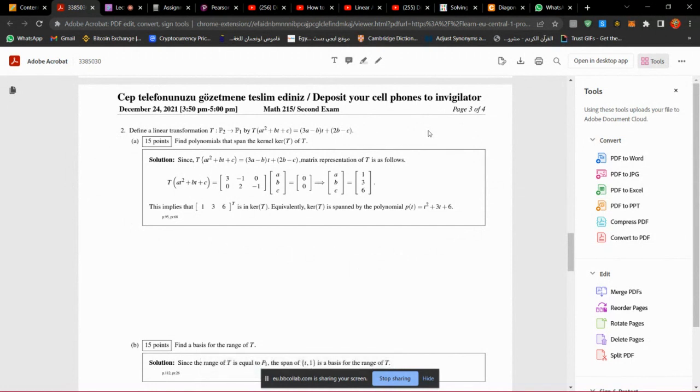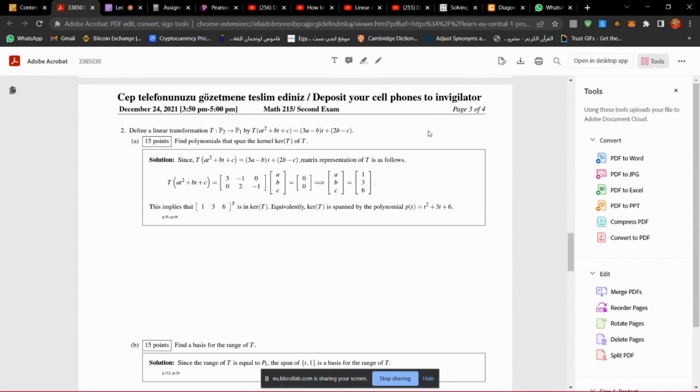Find a linear transformation from P2 to P1 by T of a t squared plus b t plus c is equal to 3a minus b t plus 2b minus c. Find polynomials which span the kernel of T.